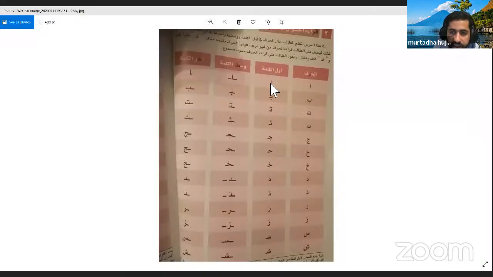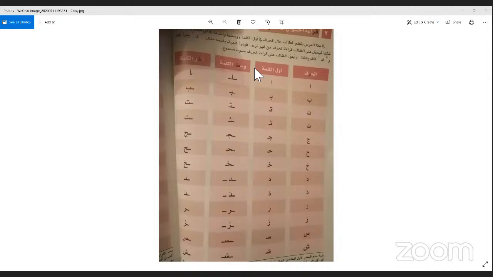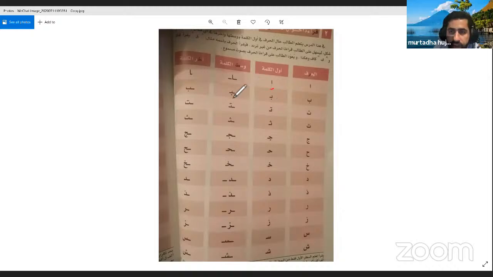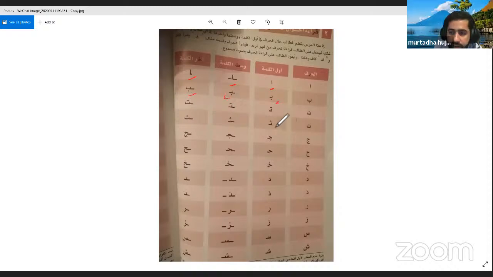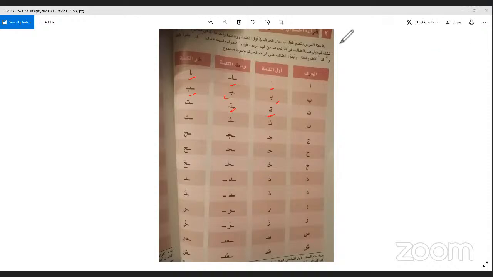Like the letters and their positions. And then again, he will point here. You will say alif, alif, alif, ba, ba, ba, ta, and so on. And then the next one, he will give you words and you recognize and read them letter by letter.